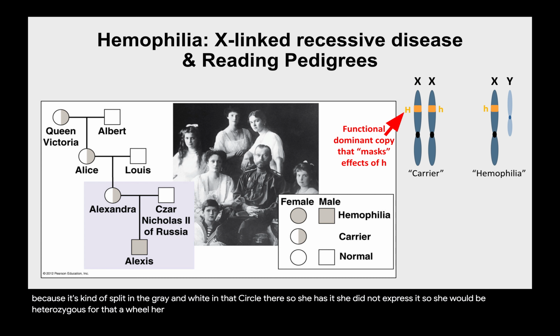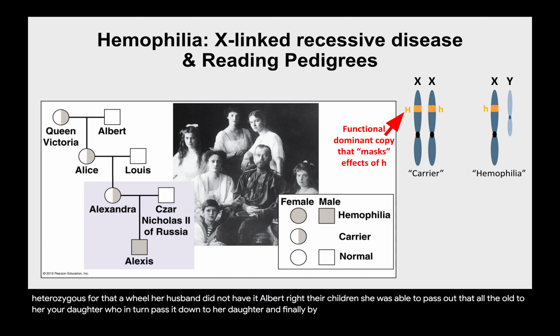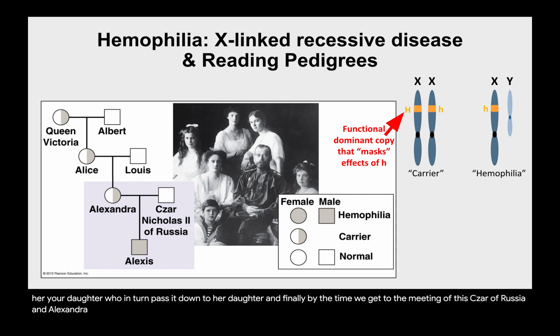Her husband, Albert, did not have it. Of their children, she was able to pass that allele down to her daughter, who in turn passed it down to her daughter. And finally, by the time we get to the mating of this Tsar of Russia and Alexandra, they have a son that won the luck of the draw here and actually expressed hemophilia.